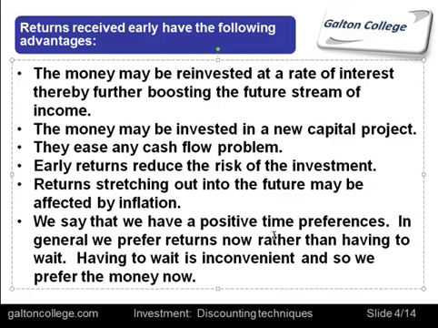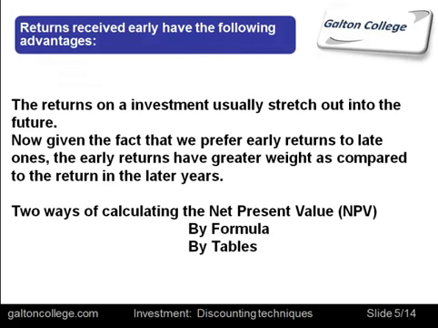So in order to get us to save, we must be compensated to overcome our positive time preference. The banks give us a rate of interest to encourage us to save, to overcome our time preference. So we don't like waiting. That's the point. Now, the returns on investment usually stretch into the future. Given the fact that we like early returns to late ones, the early returns have a greater weight, a greater importance as compared to the returns in later years.